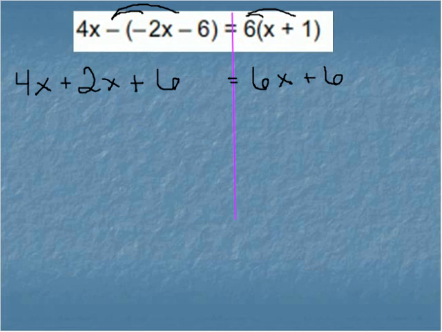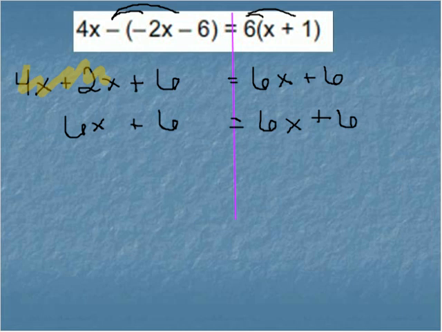On the left-hand side, I still have some more simplifying to do. I can combine like terms. So 4x plus 2x, and I can combine that to get a 6x plus 6 equals a 6x plus 6. Okay, some of us can stop right here and say we have the same thing on both sides of the equal sign. This is a unique example here, because we run into kind of an error or a problem along the way.